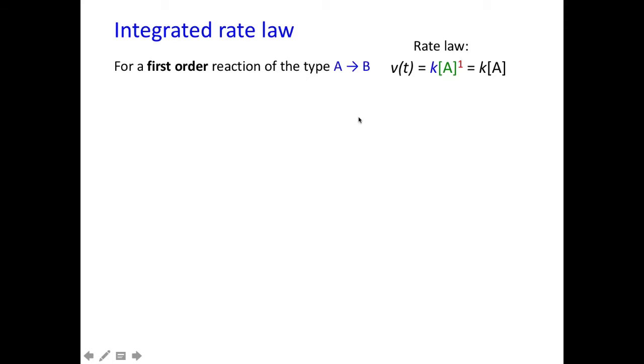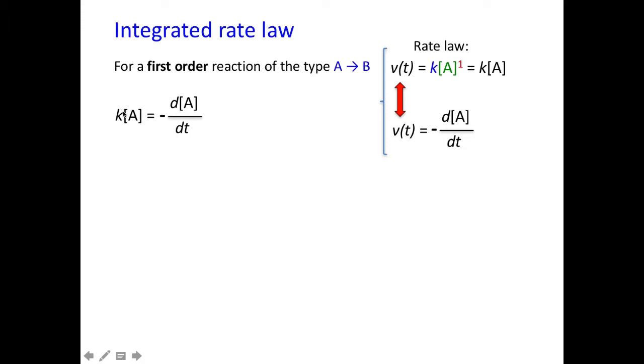Now let's see the integrated rate law for a first order reaction. Let's take a simple reaction of the type A gives B, and the reaction rate is given by k multiplied by the concentration of A to the power of 1, because this is a first order reaction. So this is k multiplied by the concentration of A. We don't need to show the exponent 1 here. Now we also know that the reaction rate is given by minus the consumption rate of reagent A. So we just need to equate the two to get this expression: k multiplied by the concentration of A is equal to this here.